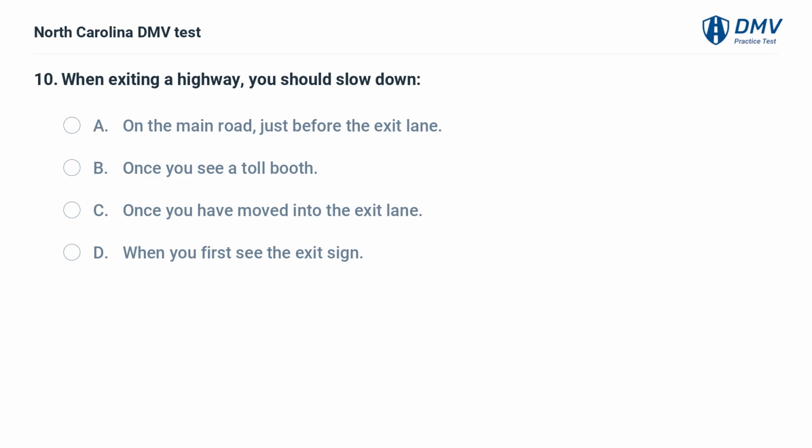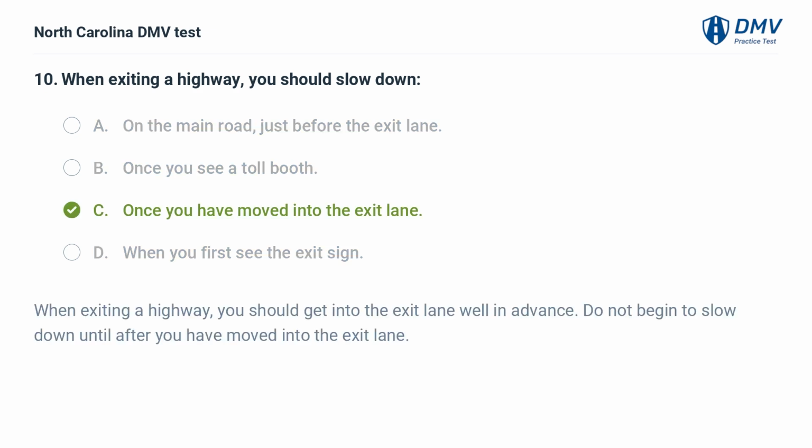When exiting a highway, you should slow down. A. On the main road, just before the exit lane. B. Once you see a toll booth. C. Once you have moved into the exit lane. D. When you first see the exit sign. C. Once you have moved into the exit lane.